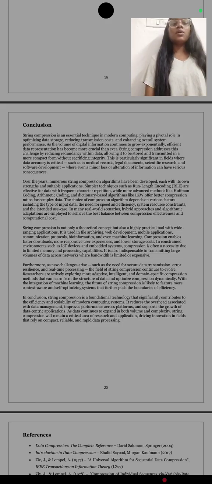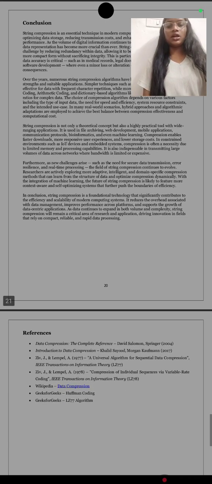In conclusion, string compression is a foundational technology and significantly contributes to the efficiency and scalability of modern computing systems. It reduces the overhead associated with data management, improves performance across platforms, and supports the growth of data-centric applications. As data continues to expand in both volume and complexity, string compression will remain a critical area of research and application, driving innovations in fields that rely on compact, reliable, and rapid data processing.